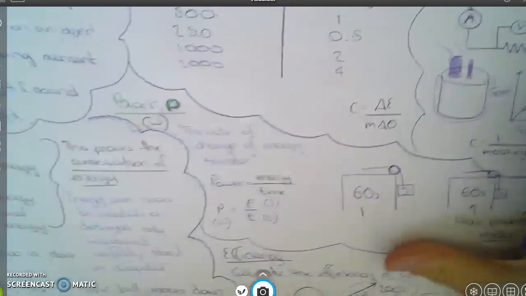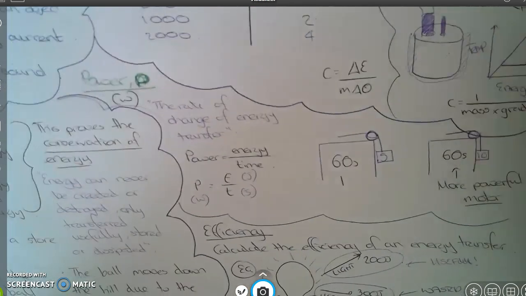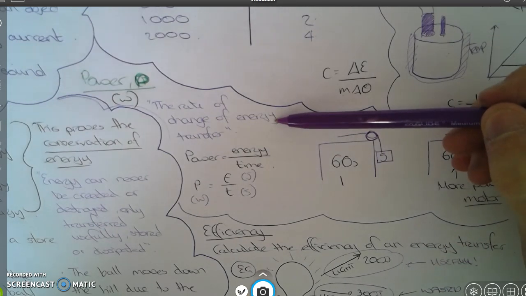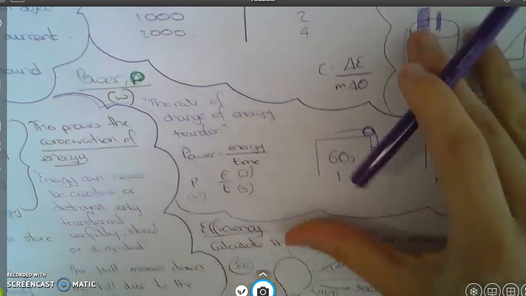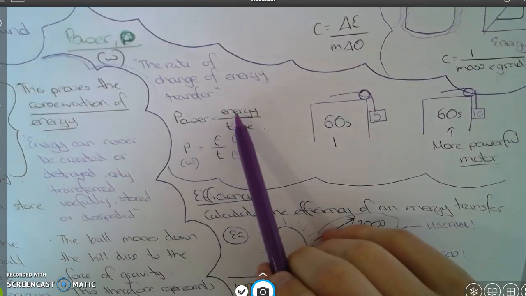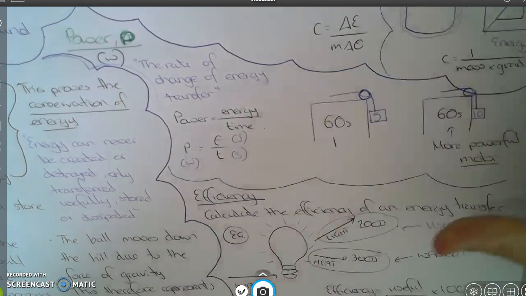Okay, let's go on to power. Now power is the rate of change of energy. That is the best definition of it. It's the rate of change of energy measured in watts, and the equation you need to know is power is energy divided by time.